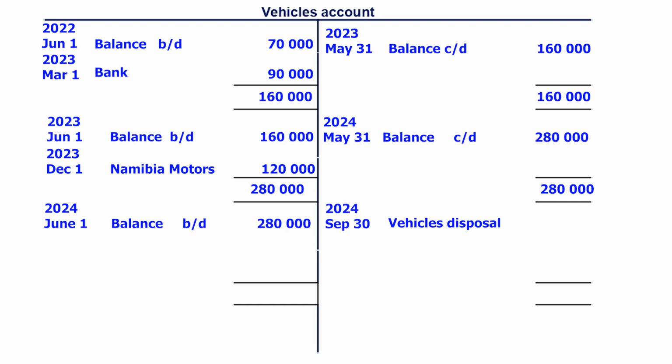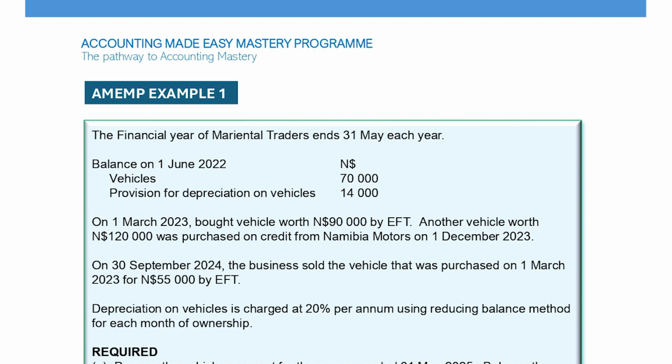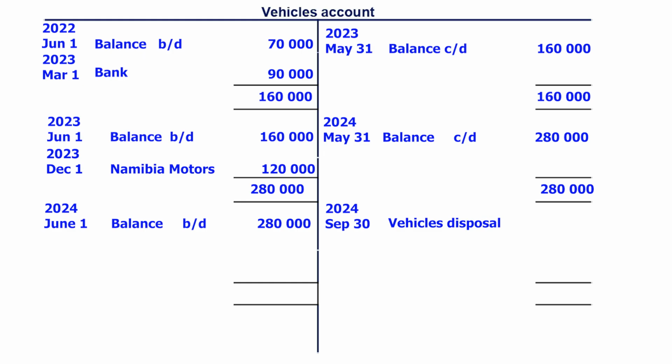Now, this is probably the most important thing that I wouldn't want you to lose marks on. You write the cost price. If you look at our question, it indicates that this vehicle was sold for 55,000. This was the cash price that was received when we sold this asset. But do not write this cash price. You must write the cost price. And then if we put the 90,000 there, from there we are going to balance our account.